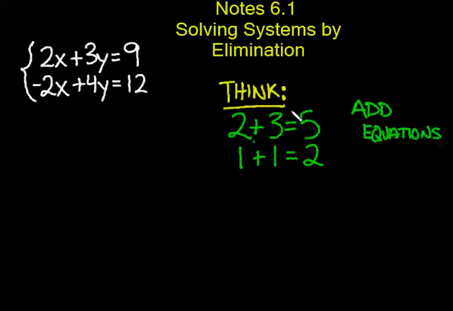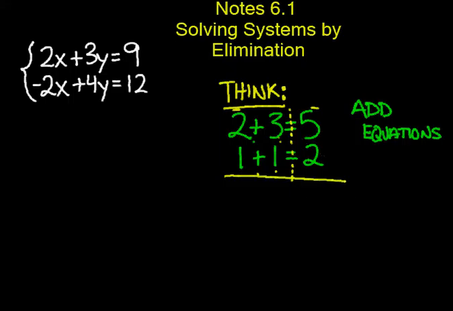So in this example, if I take everything that's on the left, can I add that to everything else that's on the left? Is that allowed? Over here I got 2 plus 3. Can I add that to the 1 plus 1? Is that the same then over here on the right, adding 5 to the 2? Is that allowed? It is.